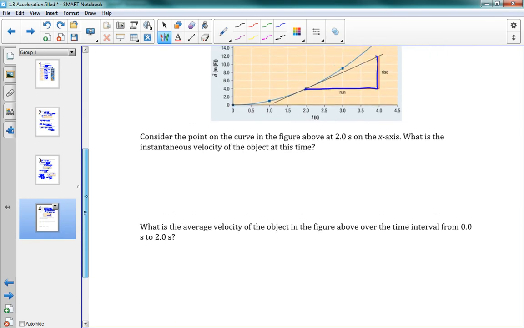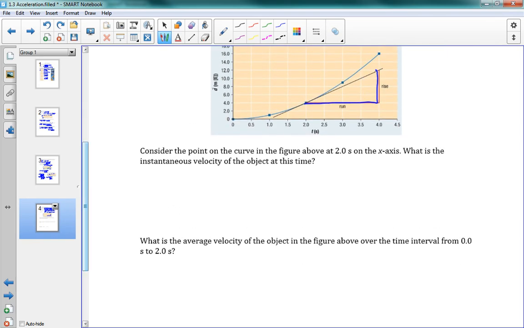Okay, and so we're just going to answer these questions and then it's the end of the lesson. This says, consider the point on the curve in the figure above at 2 seconds on the x-axis. So this point here. What is the instantaneous velocity at this time? Well, we're going to find the slope of this tangent. So here we've got the rise. This is going from 4 up to 12. So here this is 8. And the run goes from 2 up to 4. So the run is 2.